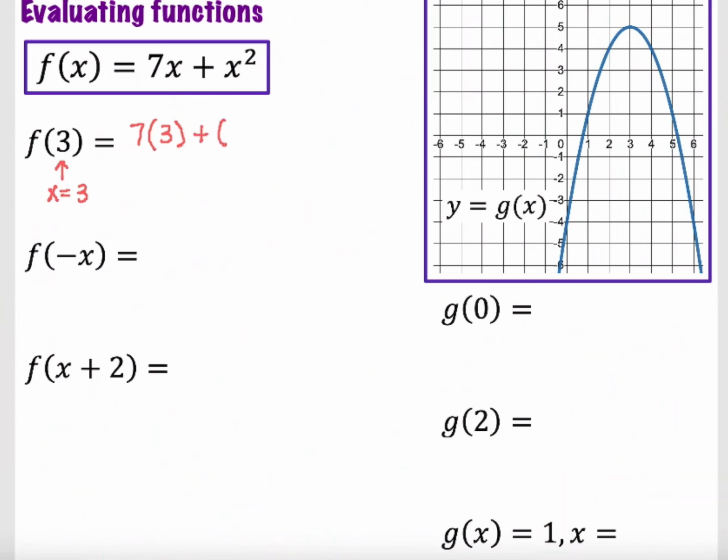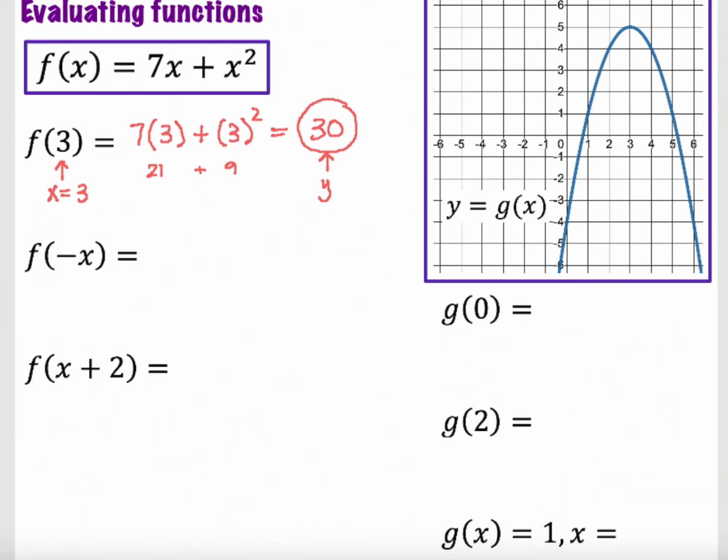Anywhere you see an x, we're going to sub a 3. And in this case, we can figure out the actual number. So 21 plus 9, that would be 30. By the way, the value of the function is 30. That indicates that that would be the y value if we want to graph that. So when the x is 3, the y would be 30.